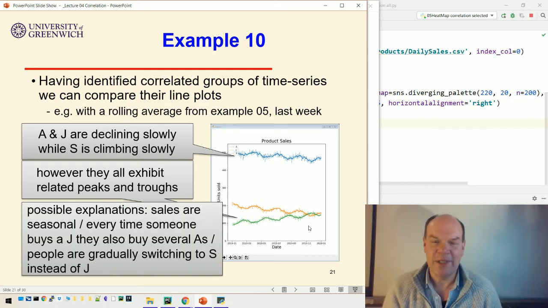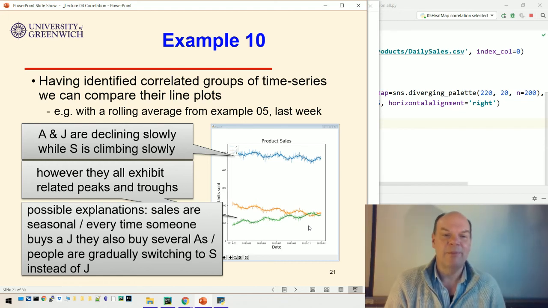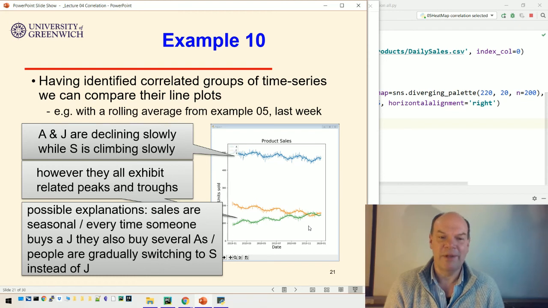And there could be a lot of reasons for that. One could be that the sales are somehow seasonal. Maybe if you think about fashion, for example, there's regular releases of catalogs, and that can drive sales up. It might drive other sales down, or maybe every time someone buys a J, they're buying several A's. That's another possibility that's going on there. Or people are gradually switching to S from J. So S is growing and J is declining, but there's some sort of seasonal thing going on.